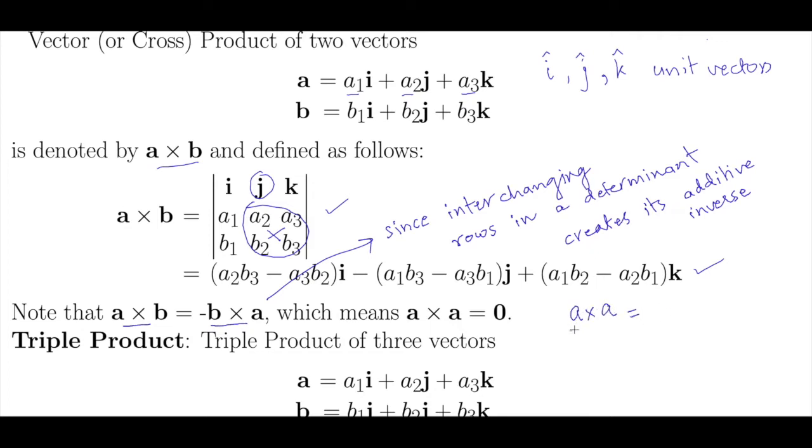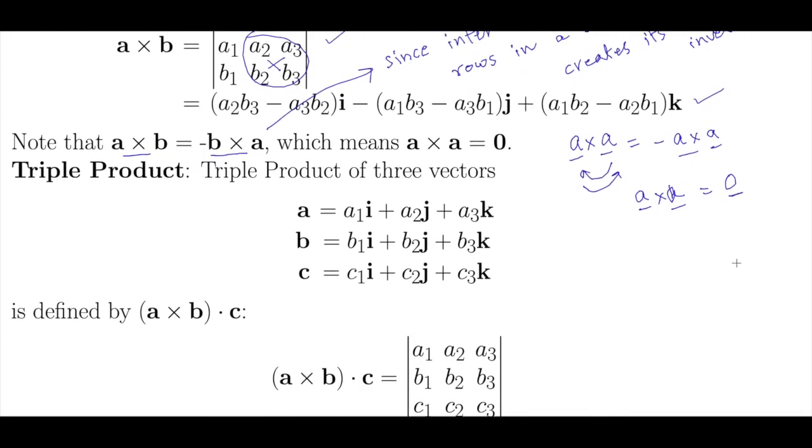Which also means that if I say a cross a, this is equal to negative of a cross a, which means I'm just flipping this a with this one. So if something is the additive inverse of itself, this means a cross a is equal to the zero vector. This can also be seen because if you have the same row repeated twice, you get a zero determinant. Okay, so we'll keep this in mind and we will use it in a bit.